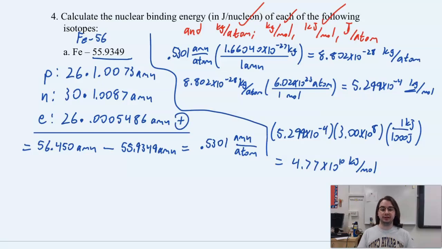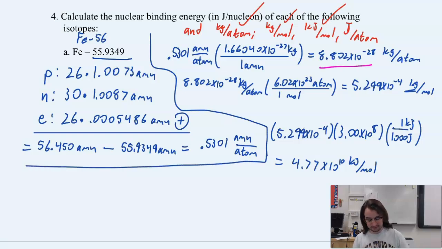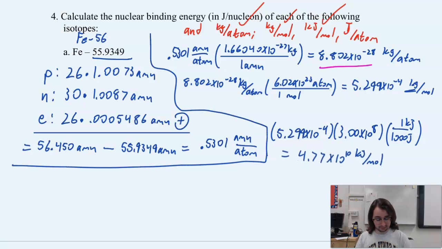But I'm also interested in joules per atom. So I want to go back to when I was still in atoms, and I want to plug in my kilograms per atom, if you recall, that's up here. So I'm going to now do the same thing. Let's give myself a little more space. Kind of block this off. I'm going to plug in my mass, but this time I'm going to use the kilograms per atom, which is this number here, and plug it into Einstein's equation.